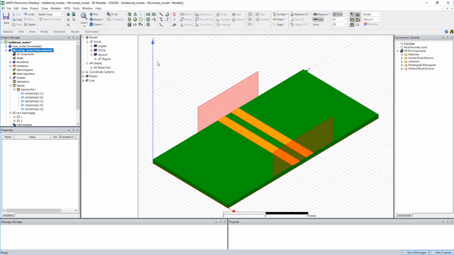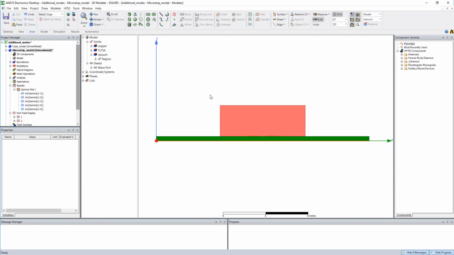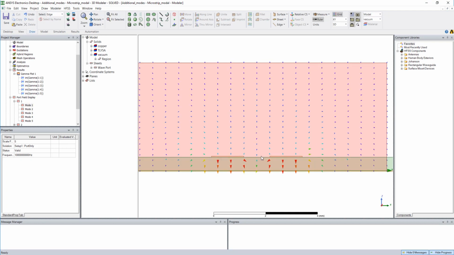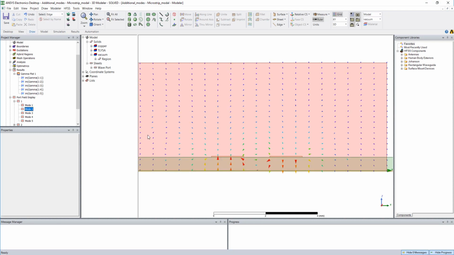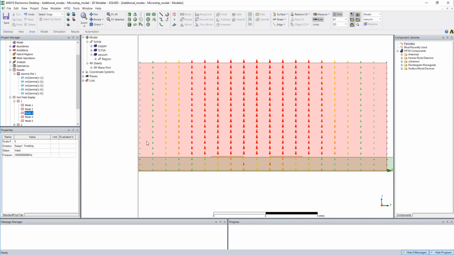And now to get a clue, what we can do is take a look at some field line plots at our ports. So we'll see that mode 1 and mode 2 look pretty much like our TEM modes that we expect, whereas mode 3 actually looks like a TE10 waveguide mode that we saw earlier when we were looking at hollow rectangular waveguides.